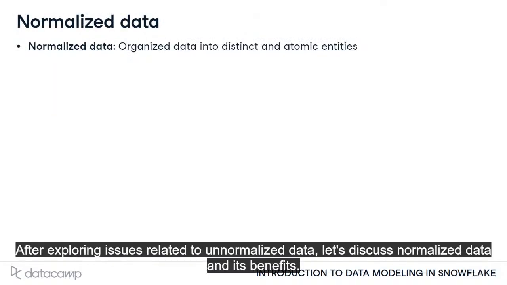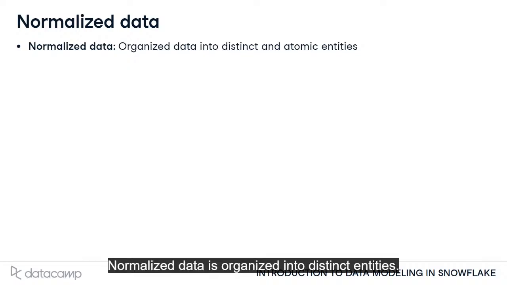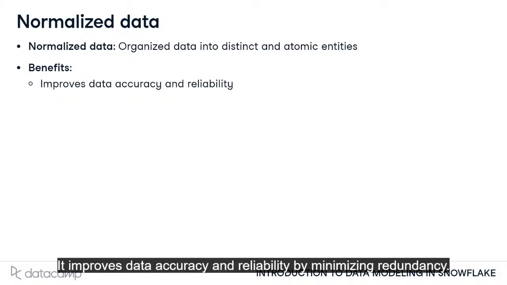After exploring issues related to unnormalized data, let's discuss normalized data and its benefits. Normalized data is organized into distinct entities. Each entity represents a single object or concept. It improves data accuracy and reliability by minimizing redundancy.